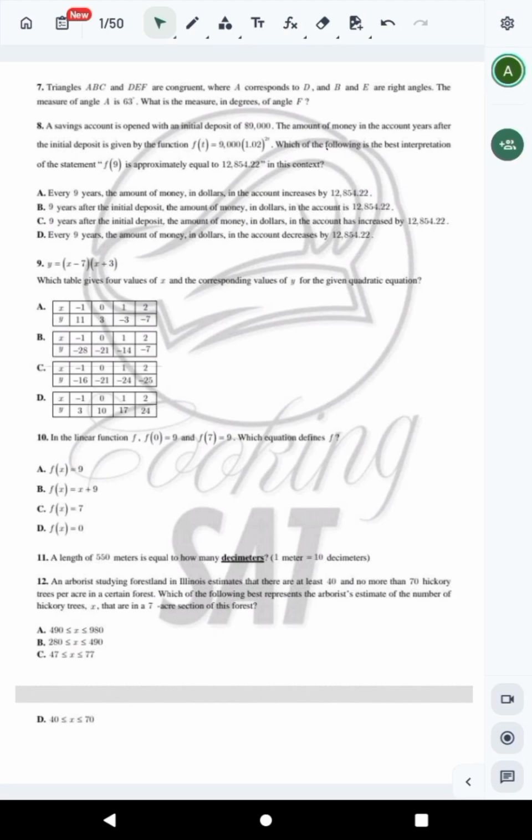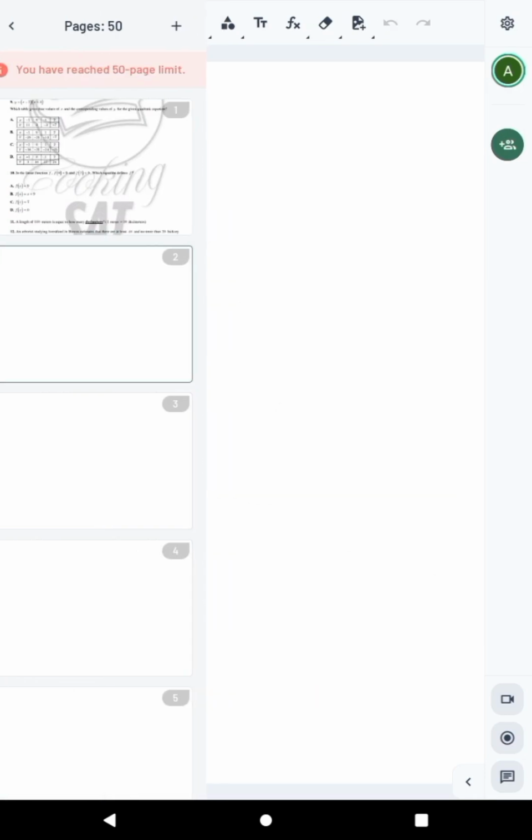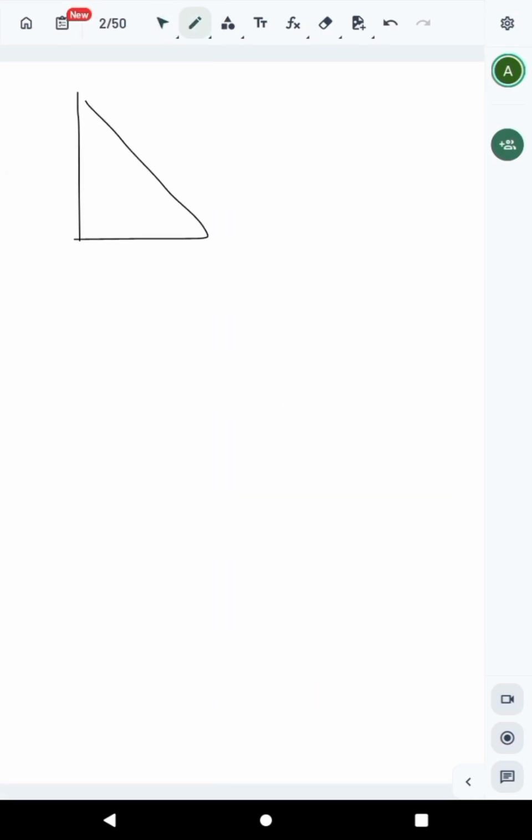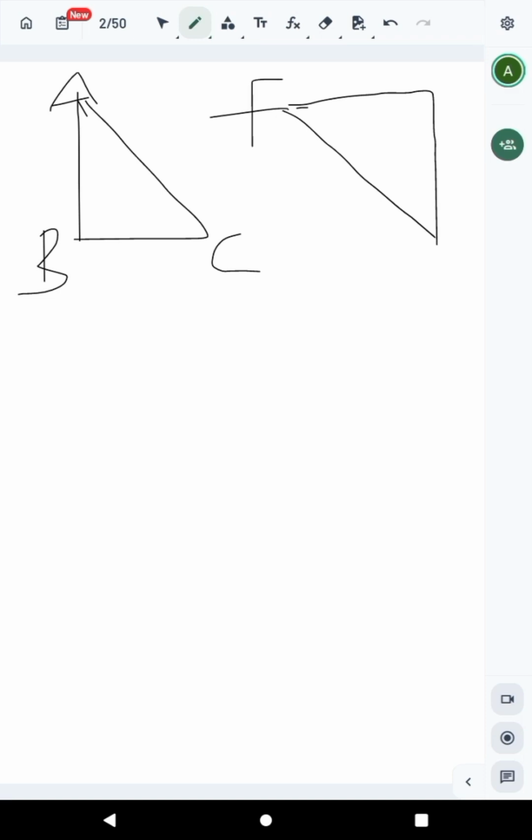Now the first thing we need to know is we are given that triangle ABC and DEF are congruent. So what are congruent triangles? Let's call this A, let's call this B, and let's call this C. And we also have another triangle here, which is what we call congruent. This is F, this is E, and this is D.